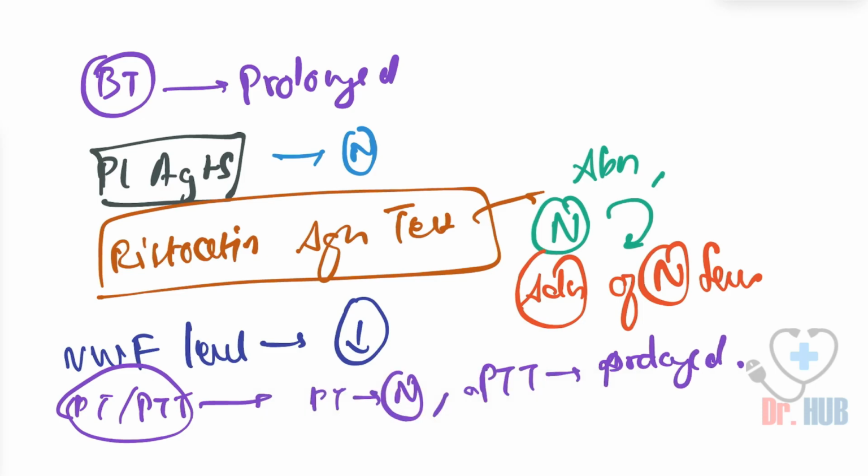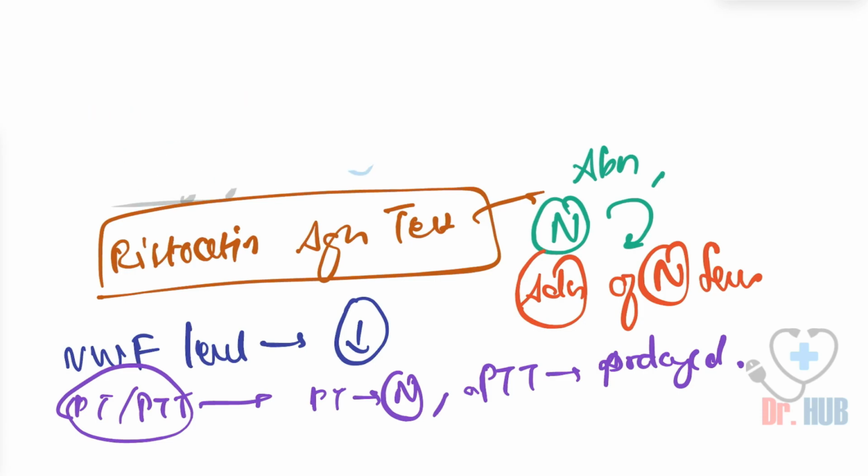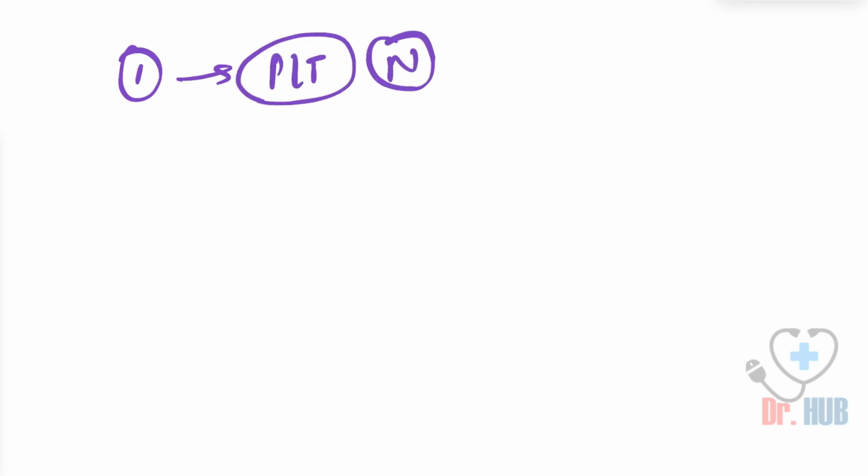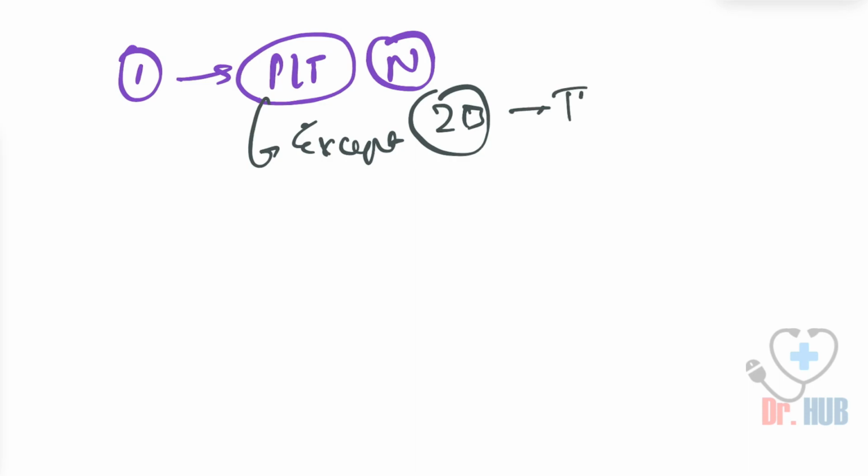Now we are going to go back to answering our questions. The first question we asked was how is the platelet count? The platelet count is normal, but there's an exception: type 2B, which has thrombocytopenia.